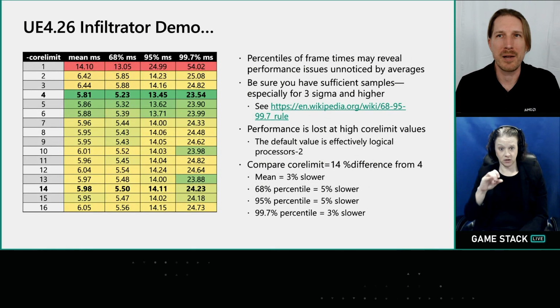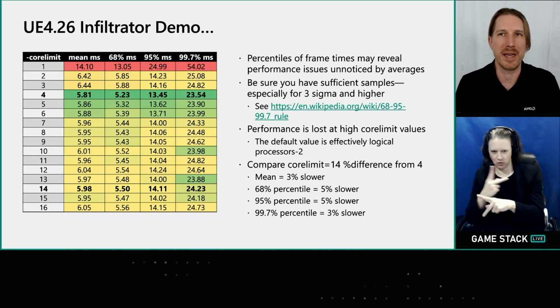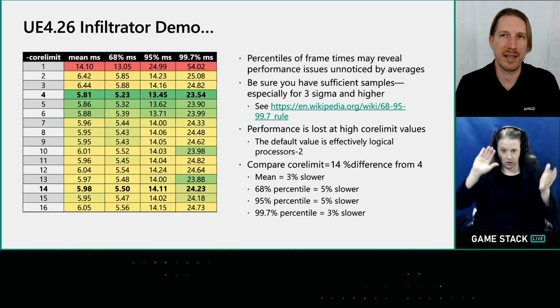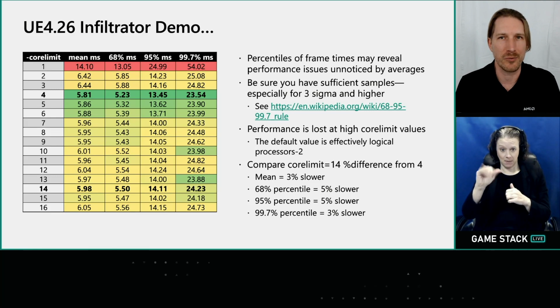Percentiles of frame times may reveal performance issues unnoticed by averages. Be sure you have sufficient samples, especially for 3 sigma and higher, when making comparisons. See the Wikipedia 68-95-99.7 rule. In this example, we see performance is lost at high core limit values. The default value is effectively the number of logical processors minus 2.